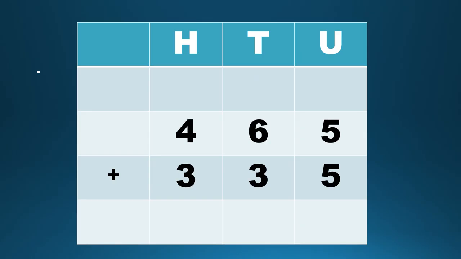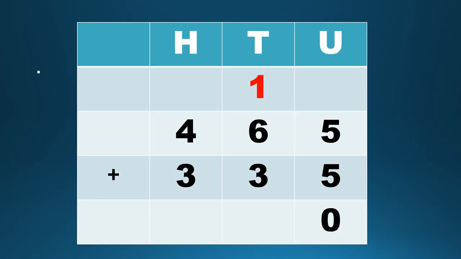Let us now add 465 plus 335. 5 plus 5 is correct, 10. So we keep 0 in the units place and carry over the 1 ten to the tens place.